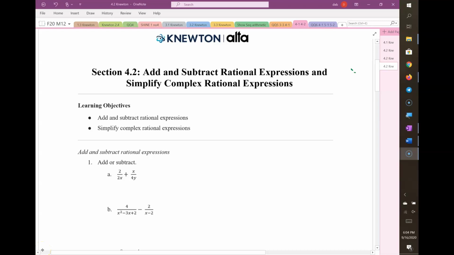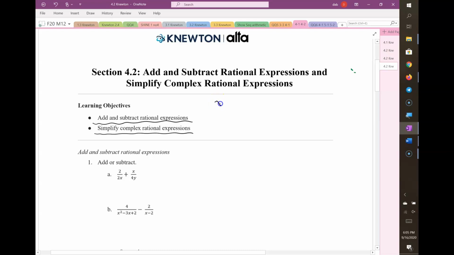Alright, there are two sub-objectives in section 4.2. The first one is to add and subtract rational expressions. And the second one is to simplify complex rational expressions.